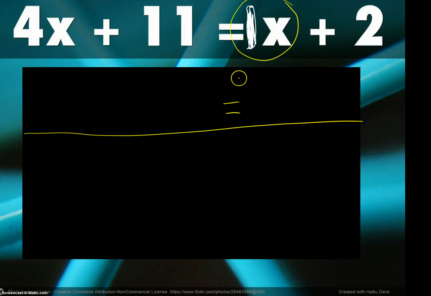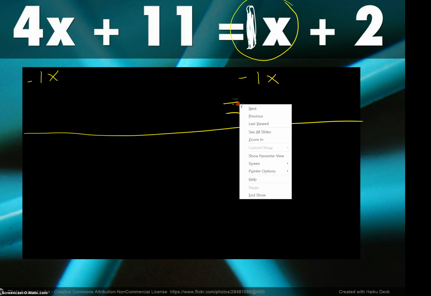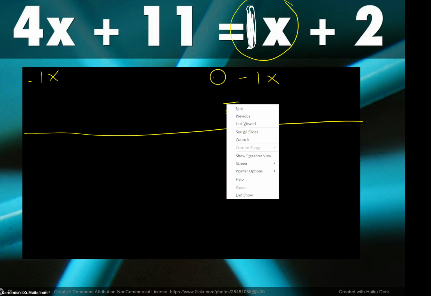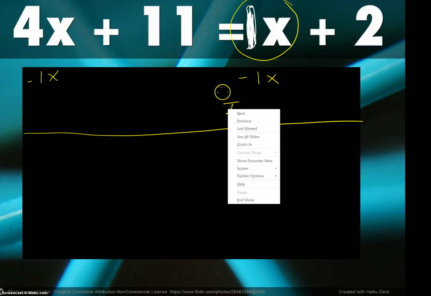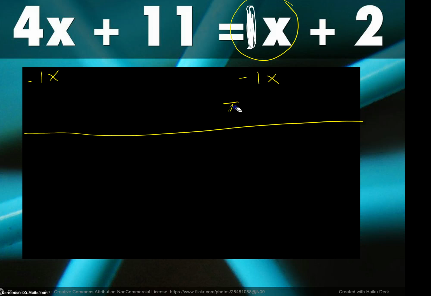In order to move it, I need to subtract 1x from both sides. I'm going to do that here. Okay? And now I also need to subtract my 11. So let me show you here what happens. This is going to cancel out. A lot of you, it will help if you just cancel out right away.